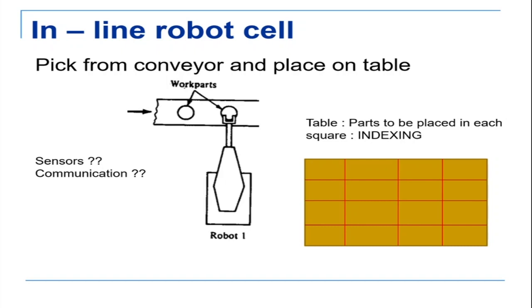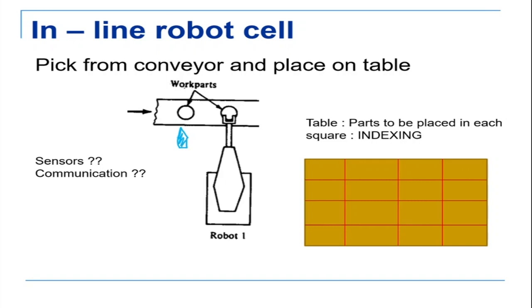Now, let's look at this very simple example of a robot which is picking up a part from a conveyor and then placing it on this carousel in an indexing way. So the first thing is that when a part comes on the conveyor, it should be able to figure out that a part has come. So there has to be some sensor there, right? So there would be a sensor here which is going to figure out that a part has come, okay?